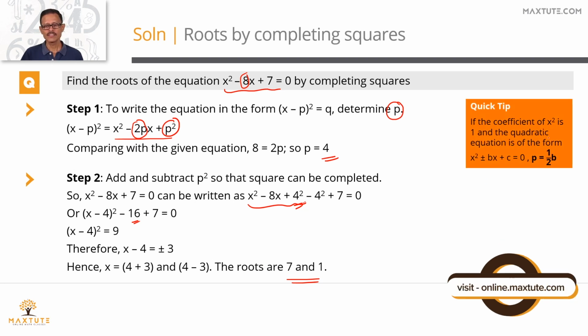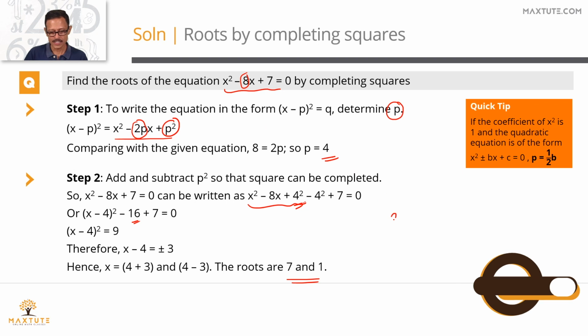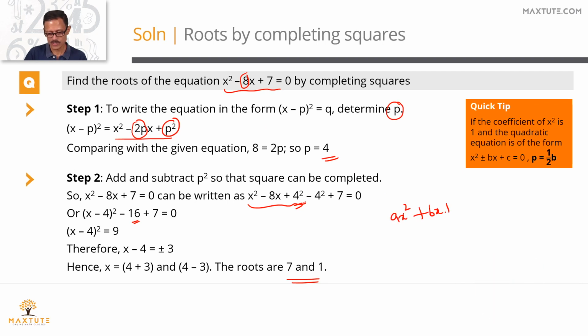Quick tip is this. The standard form of a quadratic equation is ax square plus bx plus c equals 0. If a ended up being 1, then what we'll have is x square plus bx plus c. So the coefficient of x square is 1. And the quadratic equation therefore is of the form x square plus or minus bx plus c, because we had a minus 8x, it could have been a plus 8x in some cases. If it is x square plus or minus bx plus c equals 0, the value of p is going to be equal to half of b. Whatever is the value that you see here for b, half of that is going to be the value of p. Keep this as a tip.